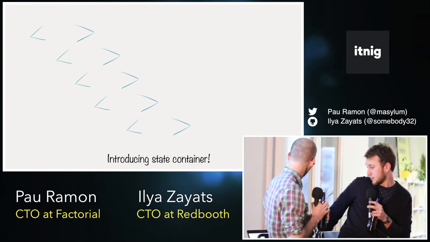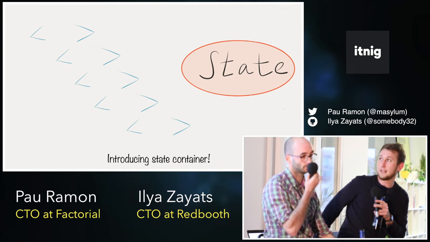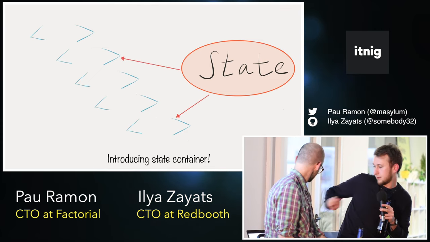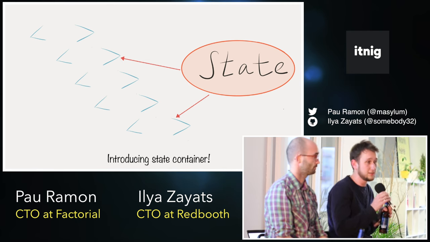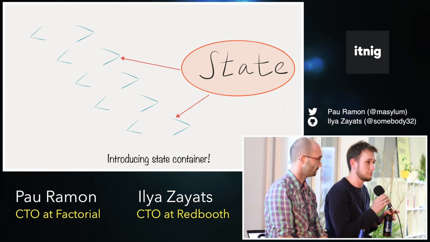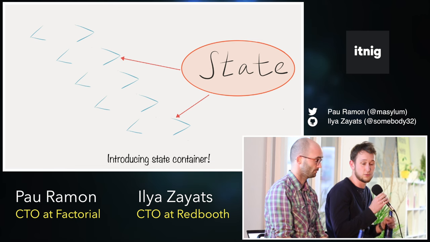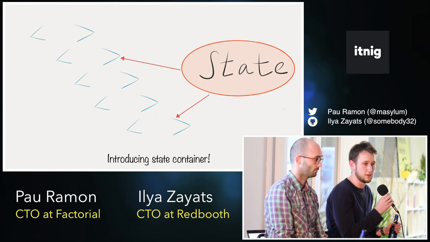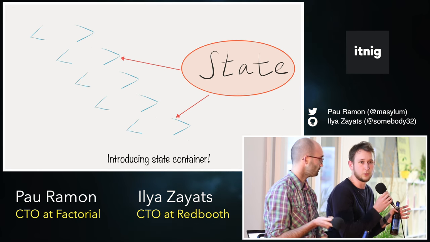So yeah, then we can introduce the state container. So we have state defined somewhere else, and then we have the components reading directly from this state the data that they want, and just that. So it's awesome because you can mutate and move components around the tree without any problems. And you don't have performance problems either, because you're rendering only what you need.